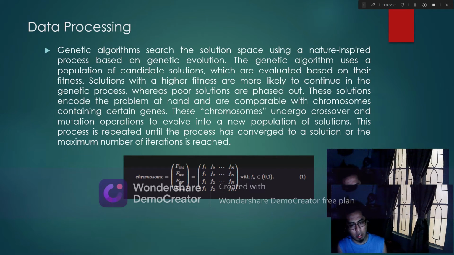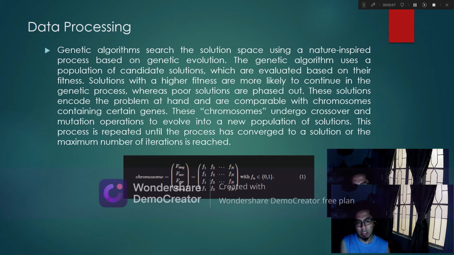Those are the ones that are going to proceed, same as Charles Darwin's theory of evolution, whereas poor solutions are phased out. These solutions are coded to the problem at hand and are comparable with chromosomes containing certain genes. These chromosomes undergo crossover and mutation operations to evolve into a new population of solutions.